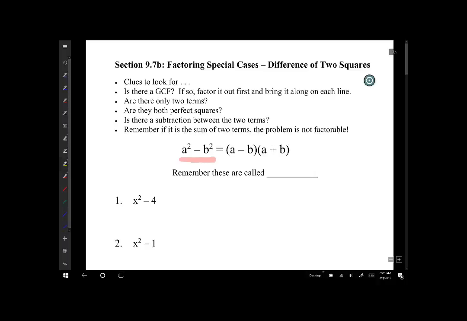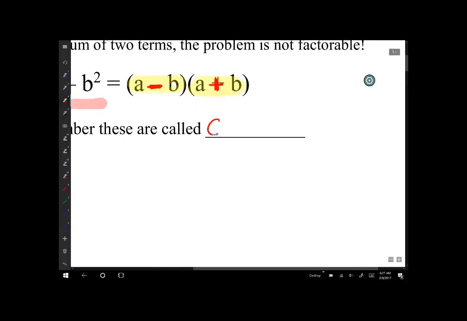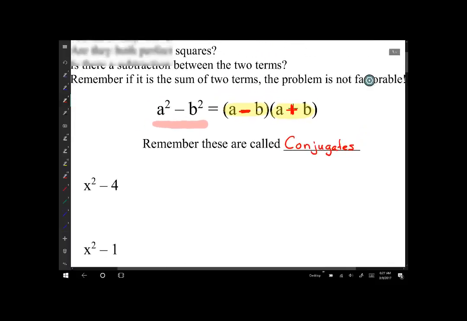And we've talked about this word before, I believe. A conjugate has one term very similar to another term, but the only difference between those two terms is they factor to one being a minus in the middle and one being a plus in the middle. And once again, these terms are called conjugates. Conjugates factor to a plus b and a minus b.